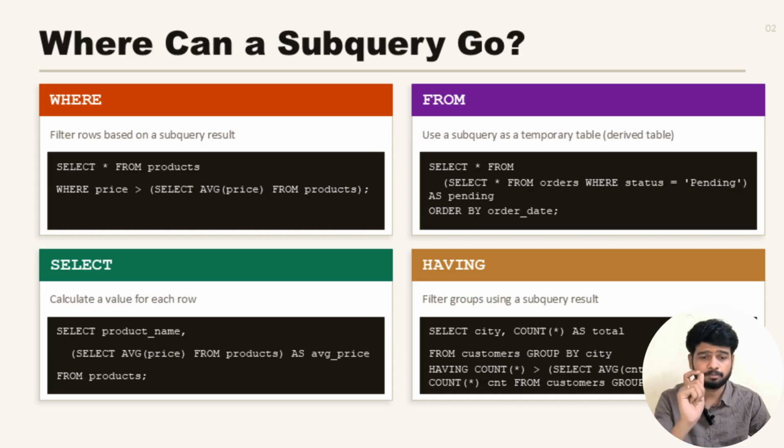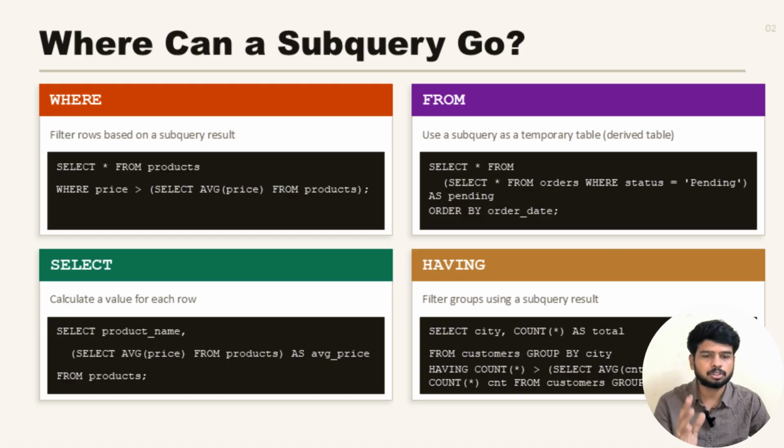Just find the keywords: WHERE filters the rows. SELECT calculates the value per row. FROM uses a subquery as a temporary table, like a derived table from a bigger table; we just derive the smaller one. And if it is in HAVING, it filters the groups using the subquery result. You will get to know it through the examples as well, and as you get hands-on, you will see it and feel it, right?